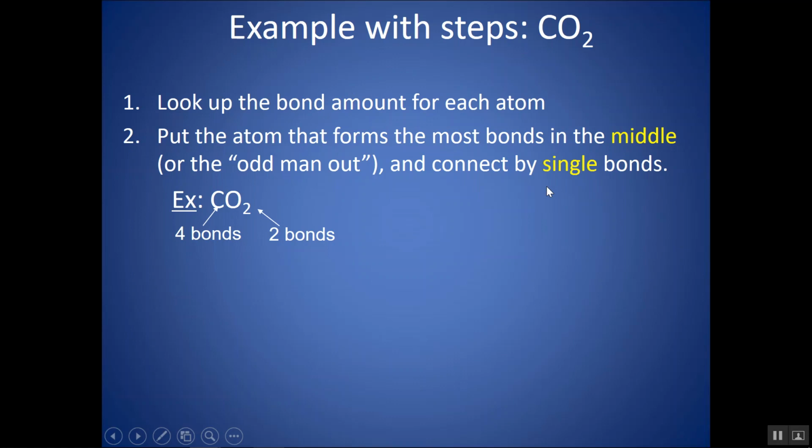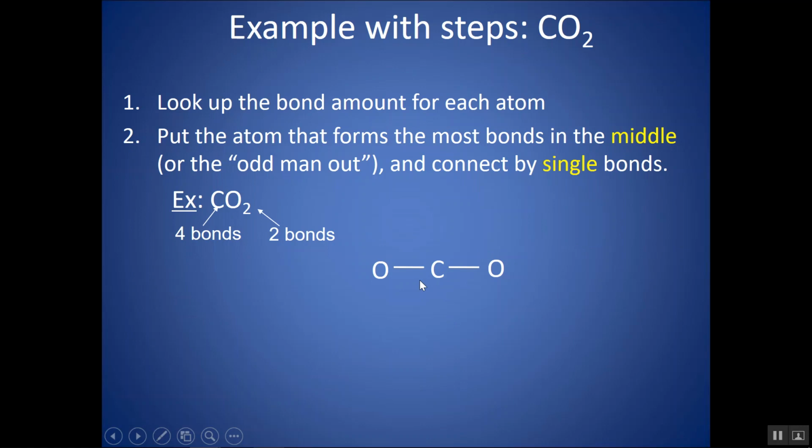Put the atom that forms the most bonds in the middle. It makes sense, it can connect to the most things. Like if you were building something, you'd put whatever could connect to the most things in the middle. And to keep it in the middle, put O's around it. And right now I don't care how you orient your O's, as long as there's one on each side of the carbon, because the carbon has to be in the middle. And start with single bonds, so we'll just draw one line, one line.